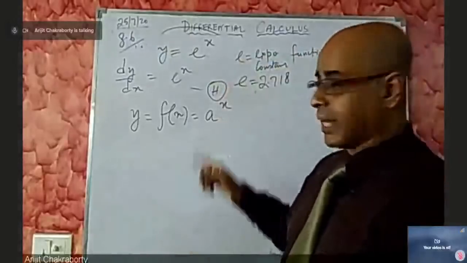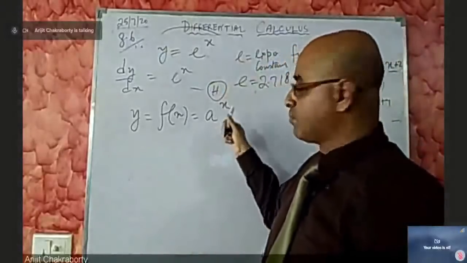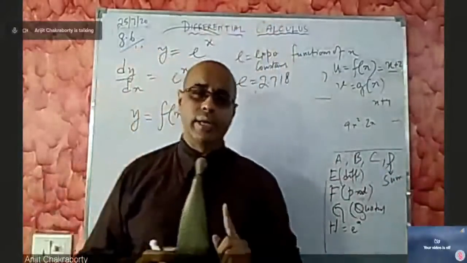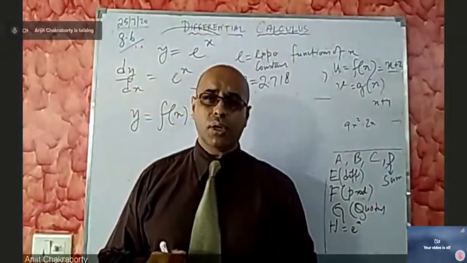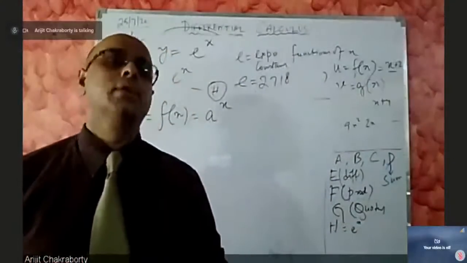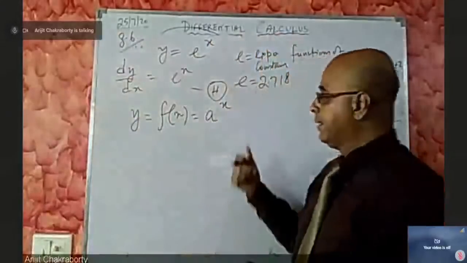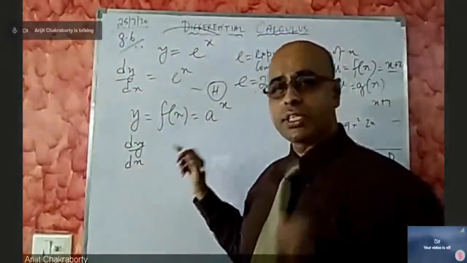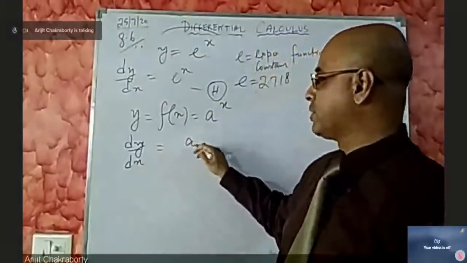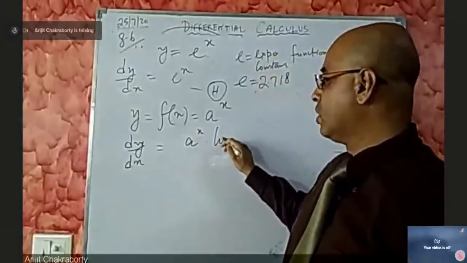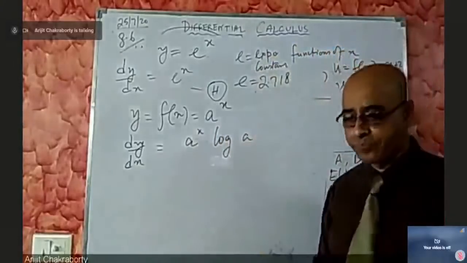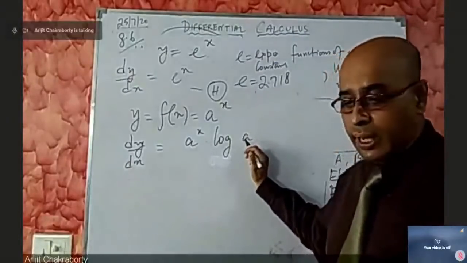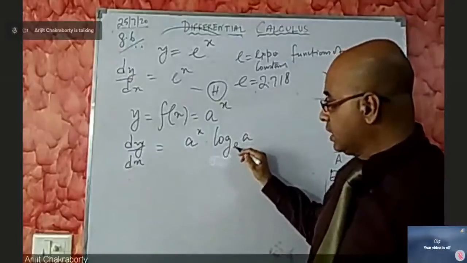Now if you find out the derivative of this function a to the power x, now a is a constant, x is a variable. So what will be the value of dy by dx, right? So here, dy by dx, as per the standard results, this will be equal to a to the power x into log a. Okay, so a to the power x into log a, but this is to the base e.